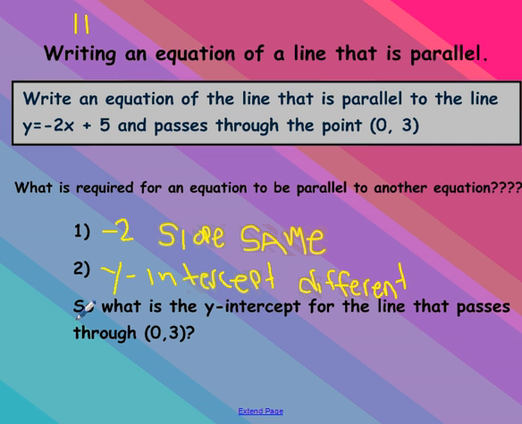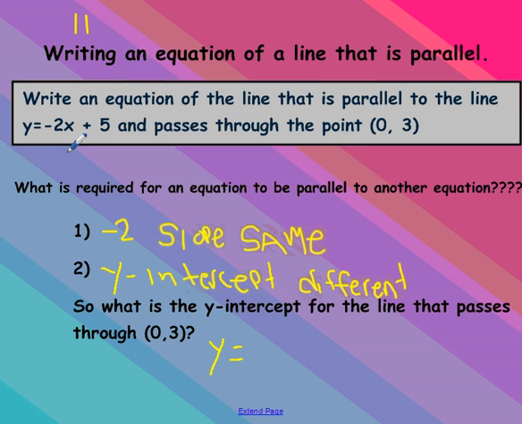Okay. Now, the next thing is this: what is the y-intercept for the line that passes through (0, 3)? So I need to start to rewrite this. I need to say, okay, y equals, that's kind of a big y, isn't it? Let me go back and make a regular size y. Okay, y equals. Well, I know that if I need to find the y-intercept, it's going to be y equals, and I would plug 0 in for my x.